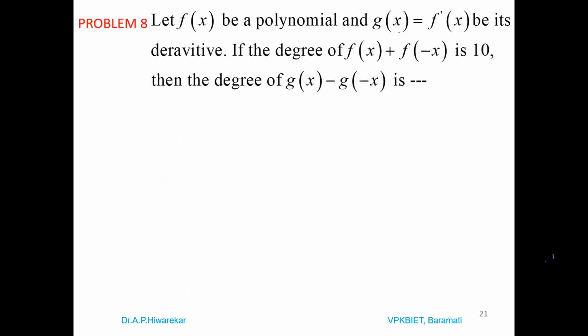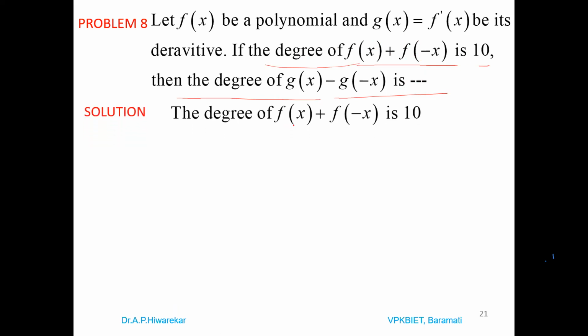Let f(x) be a polynomial and g(x) equal f dash of x be its derivative. If the degree of f(x) plus f of minus x is 10, then the degree of g(x) minus g of minus x is? So this is also a numerical type of answer. We are given that the degree of f(x) plus f of minus x is 10.